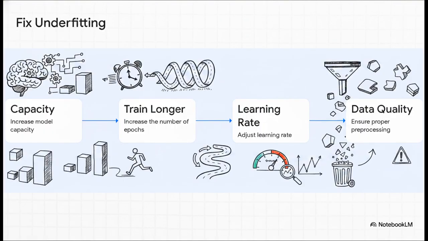So to treat underfitting, you literally need to give the model more brain power. Increase that model capacity by using a much larger architecture or just more parameters. Sometimes, though, the model just needs a little more time, so try training it for more epochs. You might also need to tweak your learning rate or, and this is a big one, take a really hard look at your data pre-processing. Make absolutely sure you aren't accidentally feeding the model pure garbage data that's mathematically impossible to learn from.